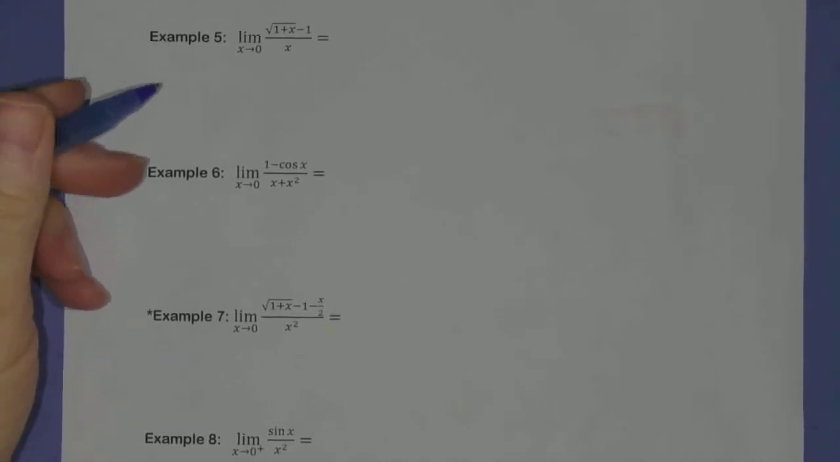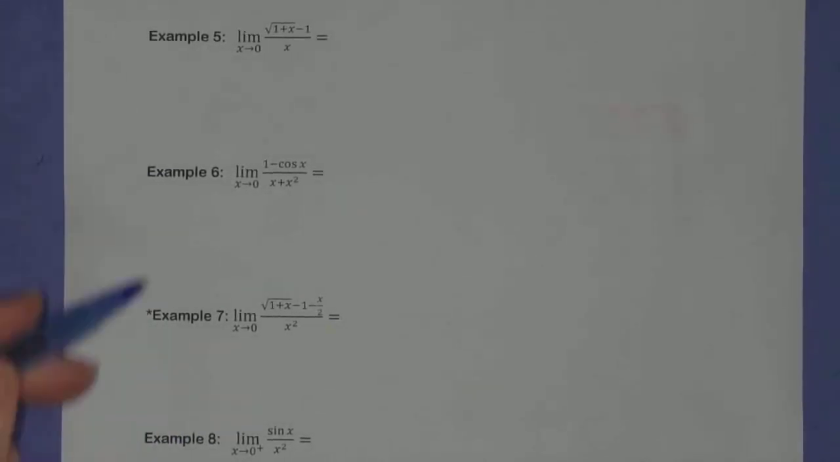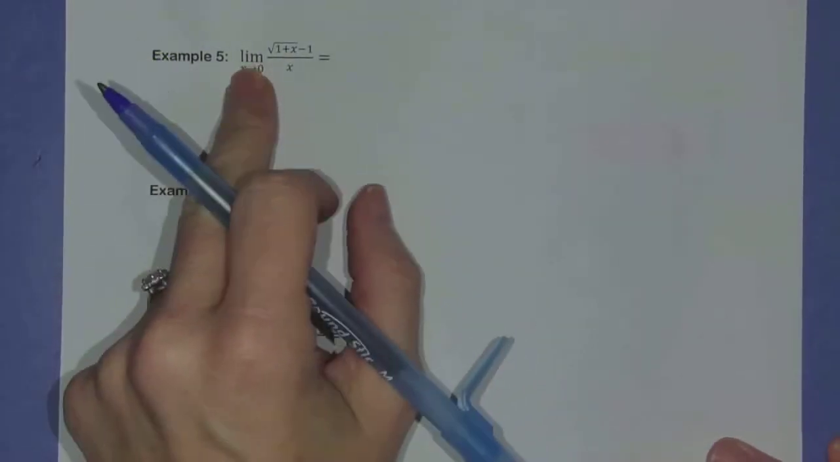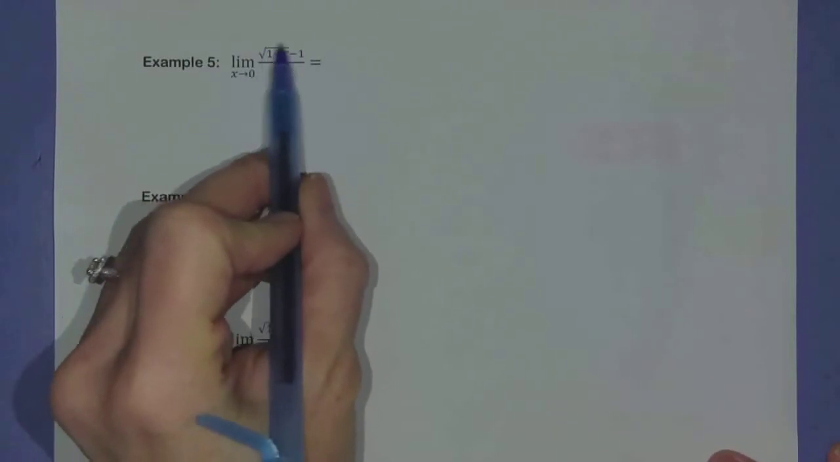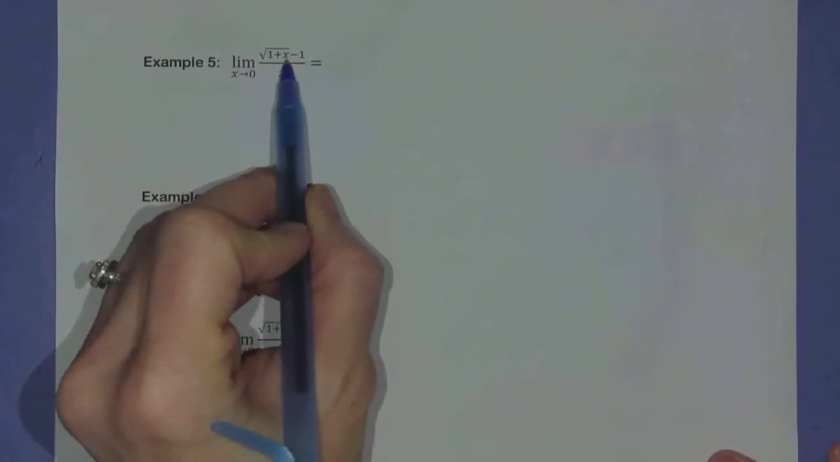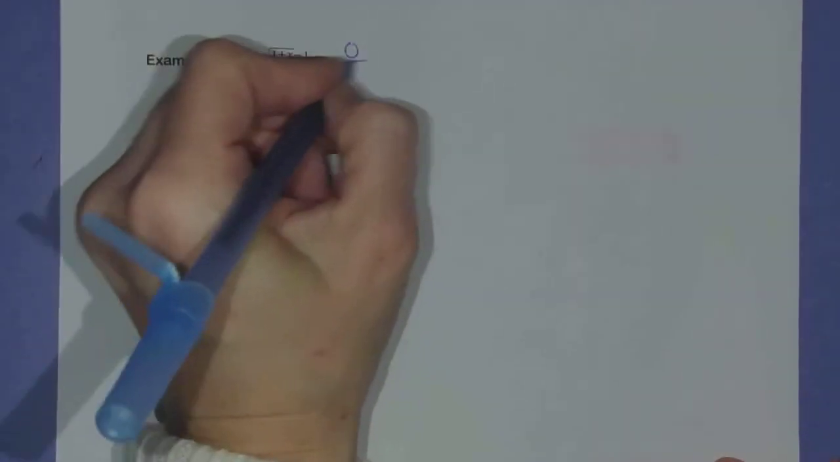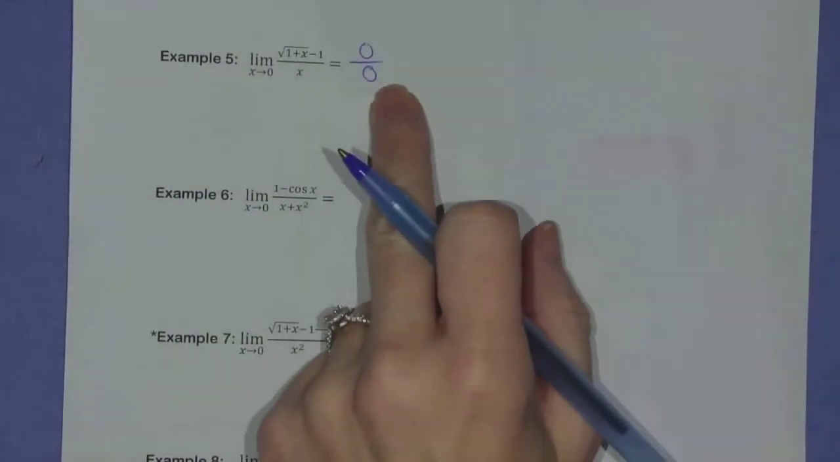We're just going to continue on and finish our 5 examples here on the back and then call it a day on these notes. So here is our first example, example 5. We're going to start like we always do by plugging 0 in. Well, if you take the square root of 1 plus 0 minus 1, you get 0. And here, of course, you get 0. So we have our indeterminate form.